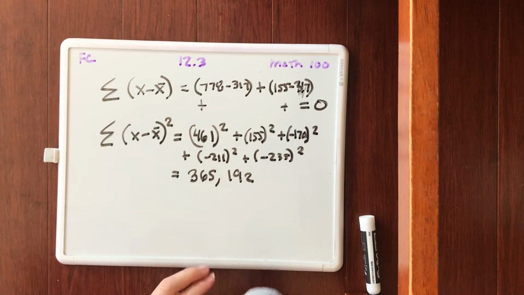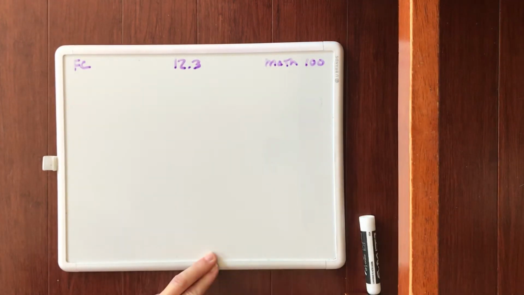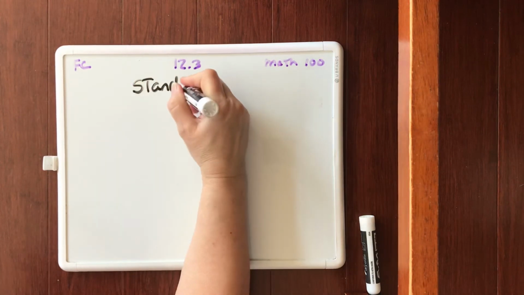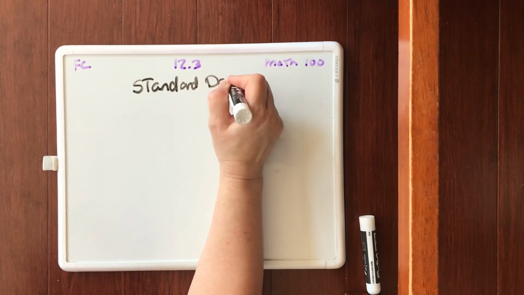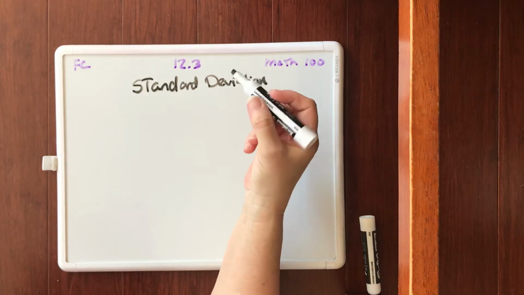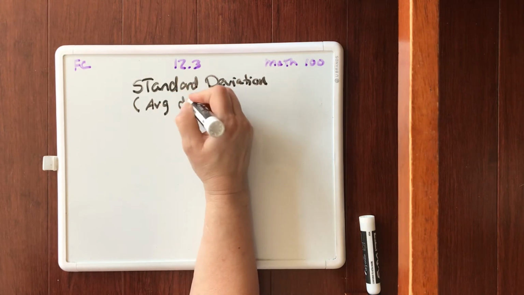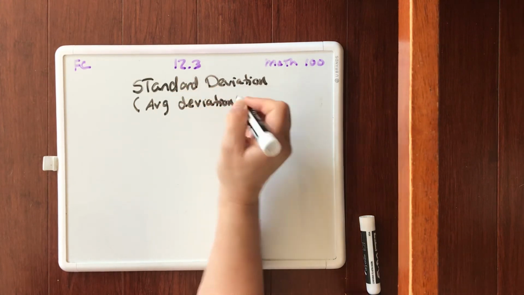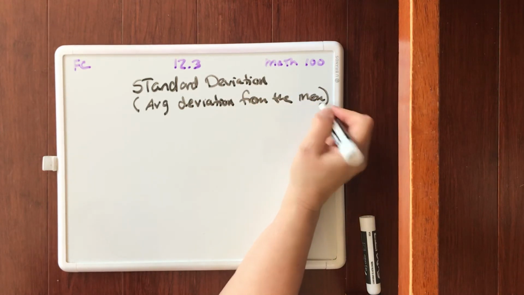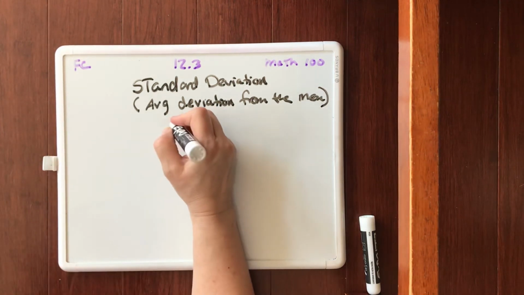And that's called the standard deviation formula. So I'm going to write that formula for you. Standard deviation. Okay. Now, what does standard deviation mean? It is the average deviation from the mean. The average deviation from the mean is what standard deviation is, okay? And this is the formula.